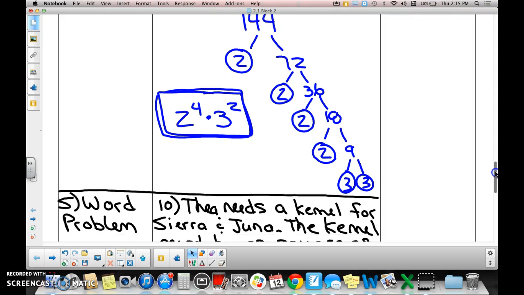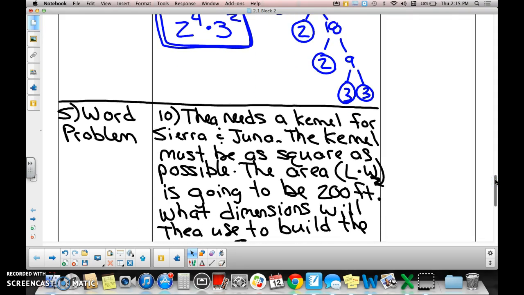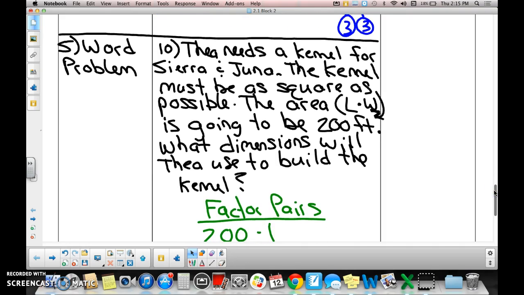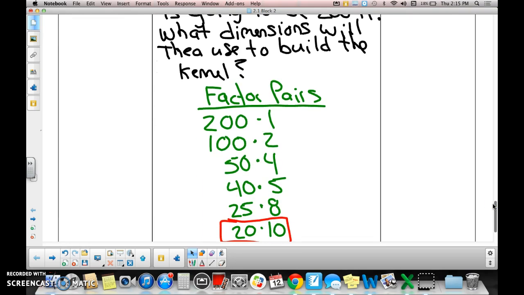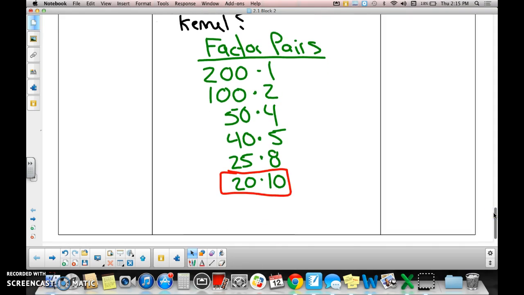We talked about Thea's dogs, and Thea wanted to make a kennel as square as she possibly could. She had 200 square feet to work with, because that would be the area. So we listed all the factor pairs that Thea could use because we wanted a square shape, or as close to a square shape as we could get. So we had a rectangle of 200 by 1, 100 by 2, 50 by 4, 40 by 5, 25 by 8, and 20 by 10. And the best Thea could come up with was 20 by 10, correct?